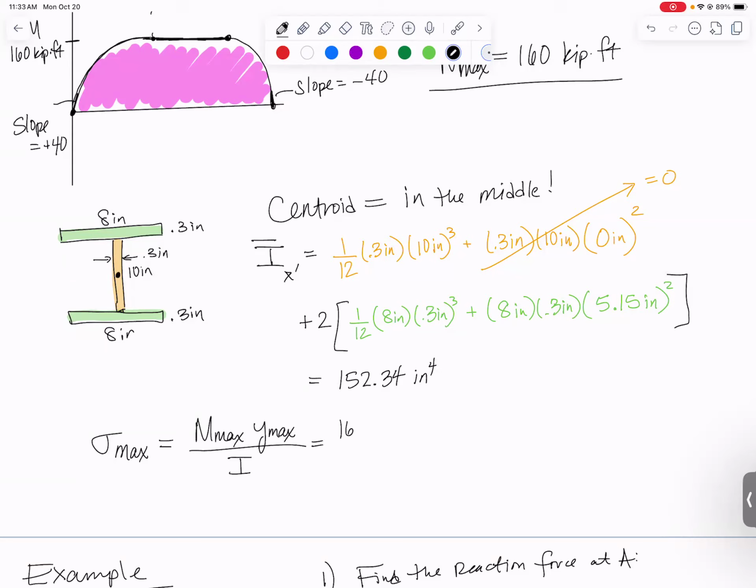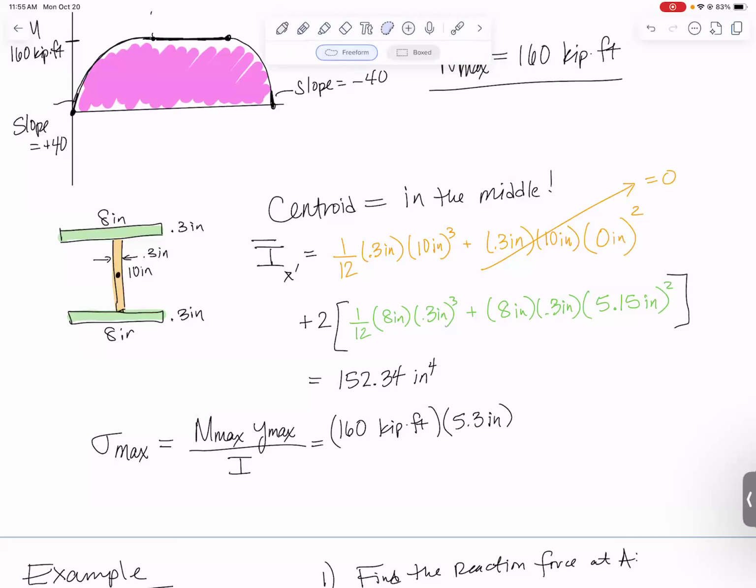So our max moment was 160 kip feet. We found our max moment from our shear moment diagrams. So we put that into our equation, and then Y max, that's going to be the distance from the centroid to either the top or the bottom, since they're the same distance away. So I've got to go 5 inches up to get through the half of the orange rectangle plus another 0.3 to get to the top. So I will have 5.3 inches to get to the top.